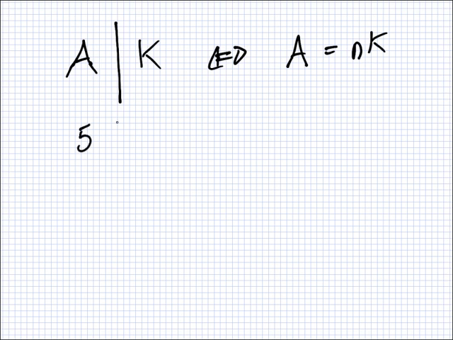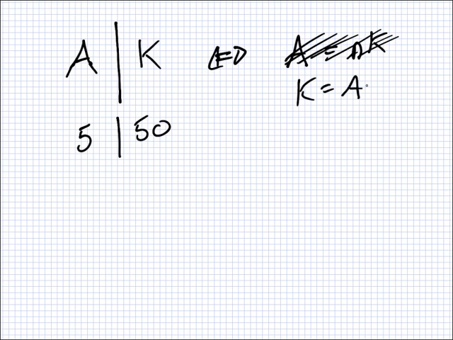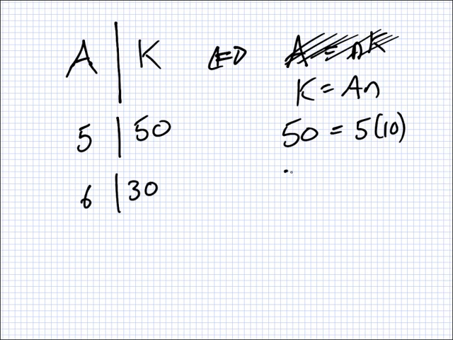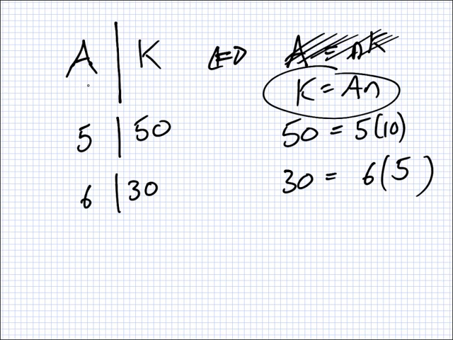If I said to you 5 is a factor of 50, that's true, isn't it? It divides in with no remainder. Oh, sorry, I wrote this backwards. K equals AN. So 50 is how many multiples of 5? 10 fives. So if I had 6 as a factor of 30, that means 30 must be some multiple of 6, in this case 5. So if A is a factor of K, that means K is some multiple of A. You're okay with that?